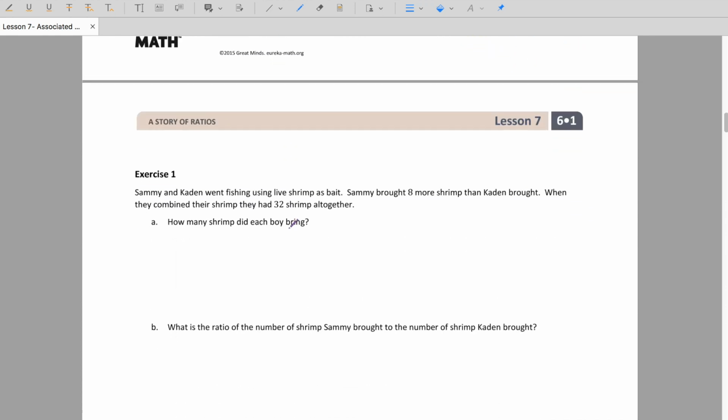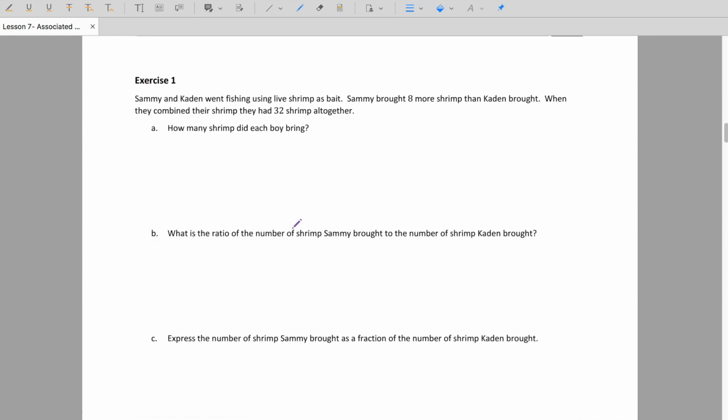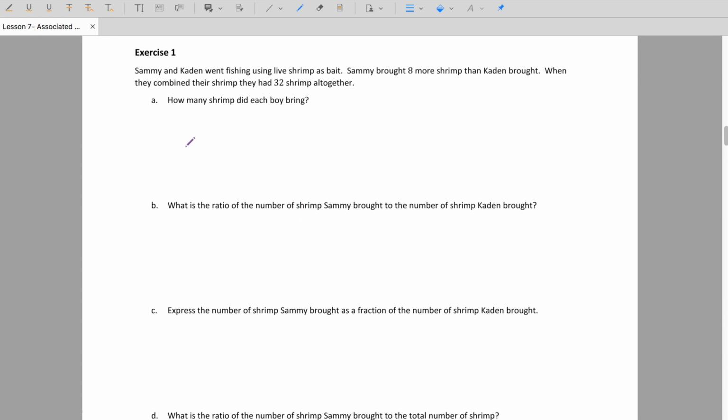Okay, let's move on to our next exercise. Exercise 1. Sammy and Caden went fishing using live shrimp as bait. Sammy bought 8 more shrimp than Caden bought. When they combined their shrimp, they had 32 together.